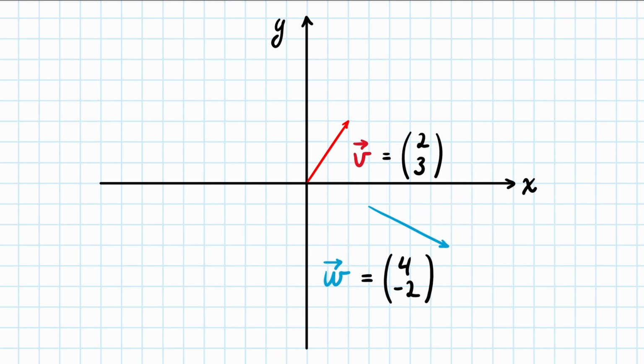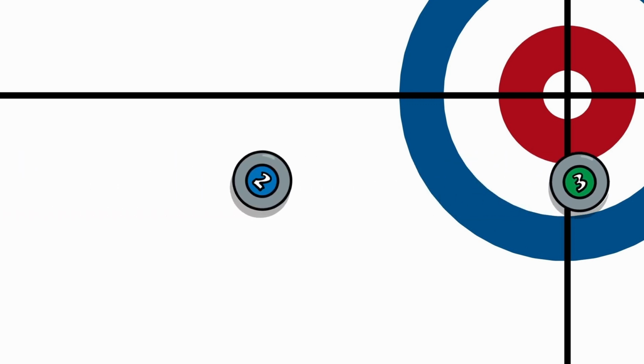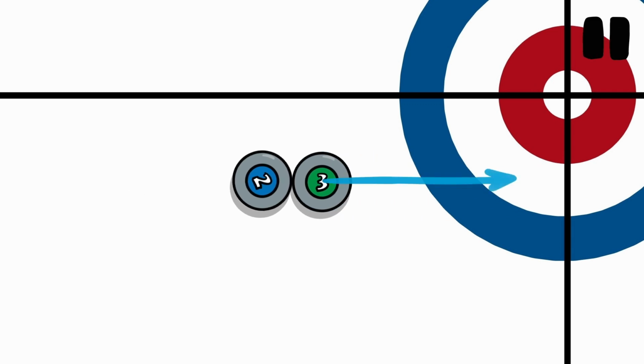To better understand vectors, let's think of an example from the real world. Imagine you're playing curling. You shoot one stone into another to see what happens. If we want to know where number 3 goes after the collision, we have to know how hard you shoot and in which direction. Here comes number 2 and hits number 3 with a large force towards the right. That force can be shown with a large vector pointing right.